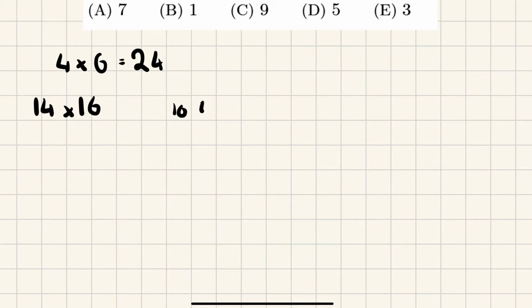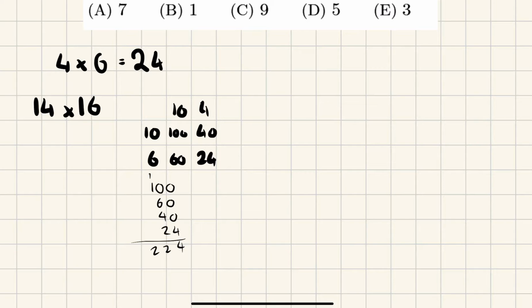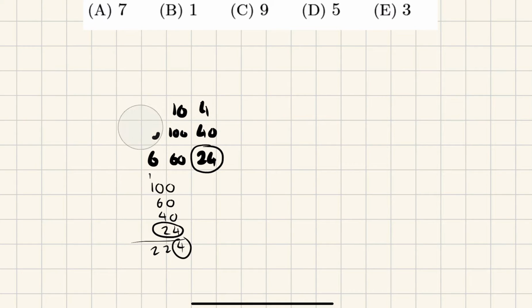You could see this is 10 times 10 is 100, 10 times 4 is 40, 10 times 6 is 60, and then 24. When you add all of these up, you get 100, 60, 40, and then 24, which is 224. But the important thing is only this square here will affect the units digit. So it has exactly the same unit as just 4 by 6. This is a really important fact to learn. Only units digits affect the units digits.